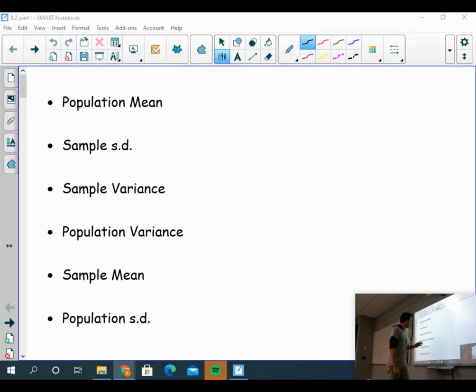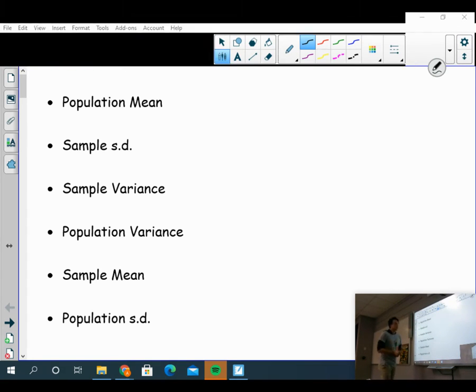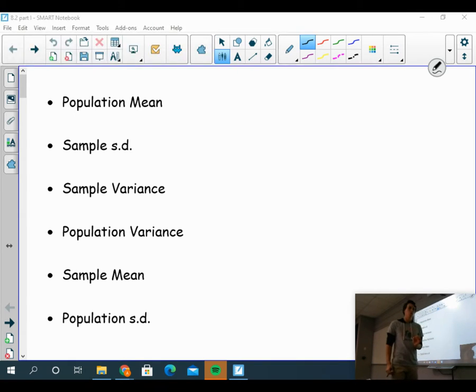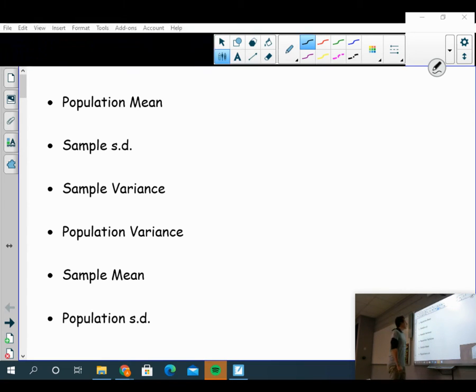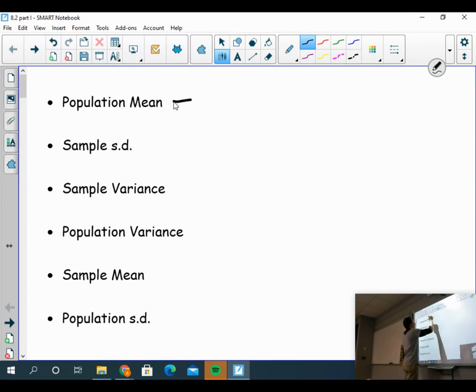Okay, so here's where we need to start. These are probably terms you already know, but I want to make sure you have a solid grasp on the terms and their matching symbols. Population mean is the symbol mu. It's a different looking M. It's the Greek letter mu, and it will always stand for population mean.